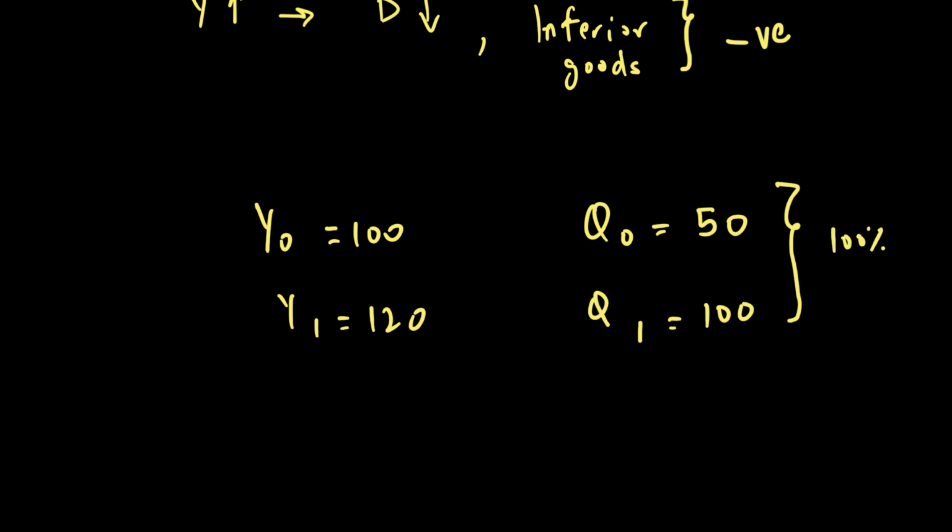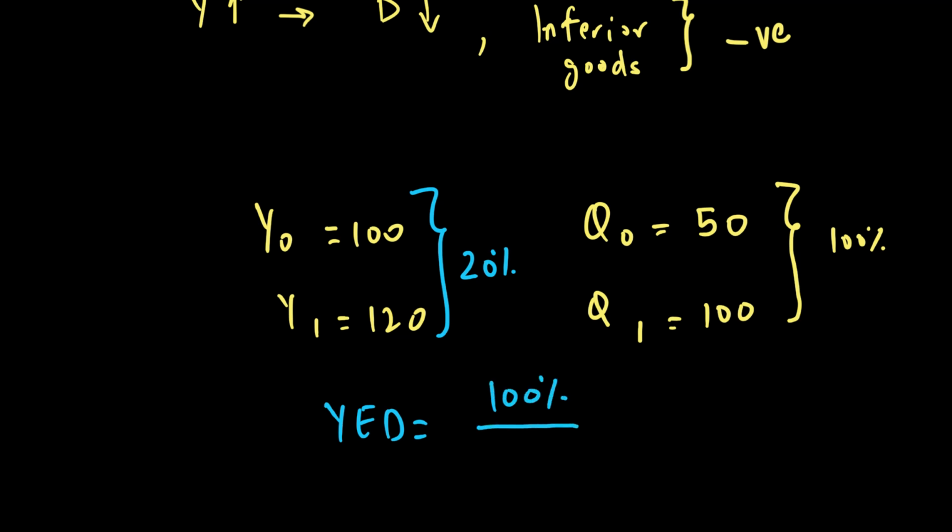On the other hand, my percentage change in income turns out to be 20%, because 120 minus 100 over 100 is 20%. Now, if I use the formula, my YD, which is percentage change in quantity demanded, or 100%, divided by percentage change in income, which is 20%, turns out to be plus 5. Plus means that the relationship between your quantity demanded and income is positive, and that means the good must be normal in nature.